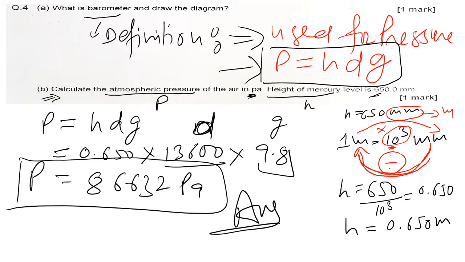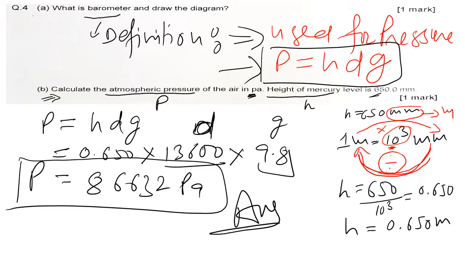So here in this question, what is a barometer, and draw the diagram. I told you in the previous slides what a barometer is, and I have also shown the diagram. So here you have to give the definition of the barometer. The barometer is a device which is used to measure the atmospheric pressure. So this barometer is used for pressure measurement, to find the pressure by using a formula.